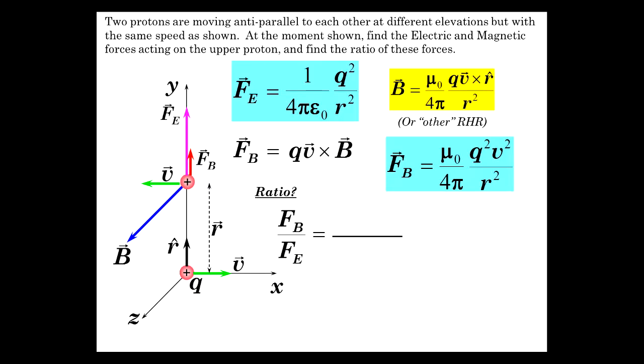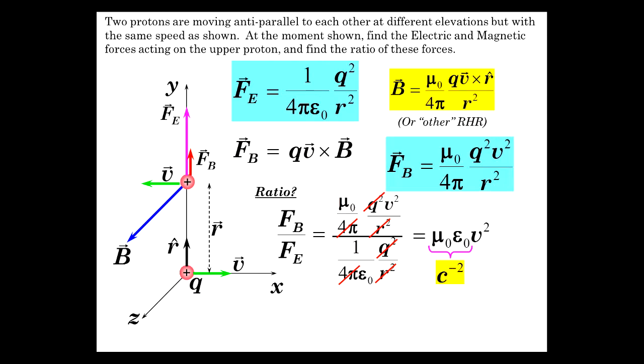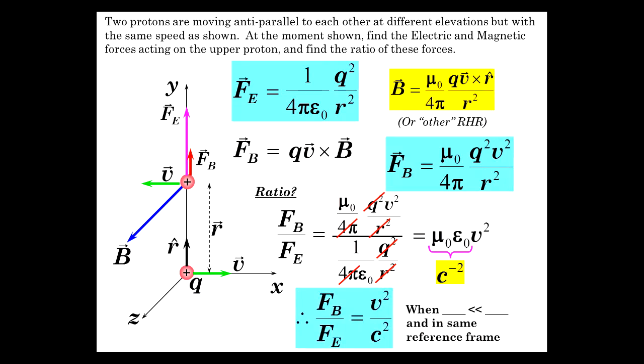Now what's the ratio of these two forces, FB over FE? Very simple. Mu 0 over 4 pi, q squared v squared over r squared, over 1 over 4 pi epsilon 0, q squared over r squared. Let's cancel some stuff. That's a lot of cancellation, giving us mu 0 epsilon 0 v squared, and mu 0 epsilon 0 is 1 over c squared. So pretty amazingly, the ratio of the magnetic over the electric force is v squared over c squared, considering v is much smaller than c, so we don't have relativistic effects, and they're in the same reference frame, which they are in this case.